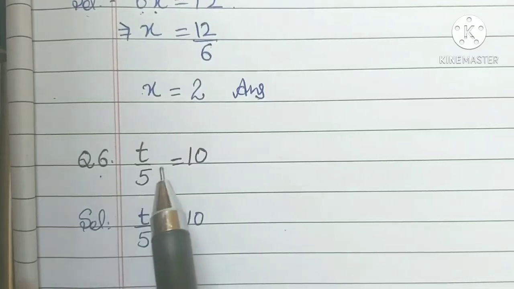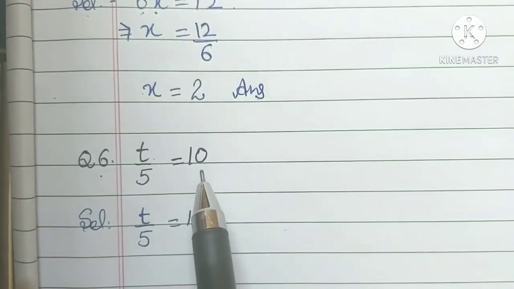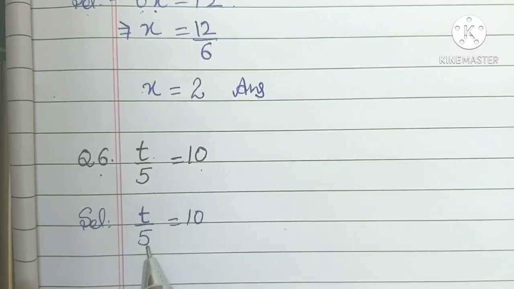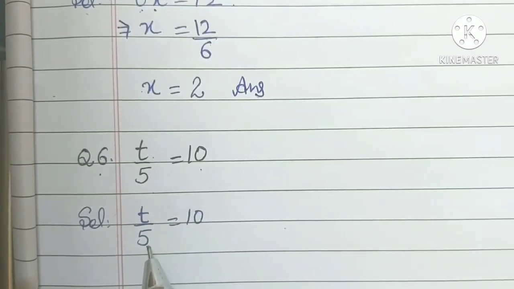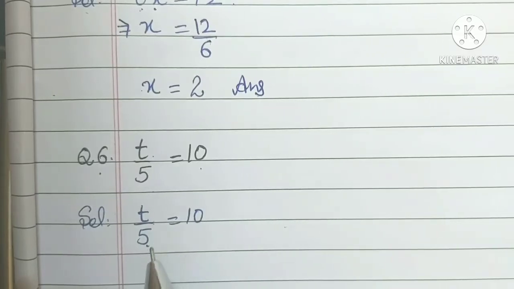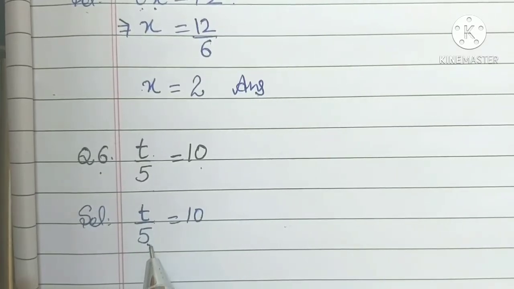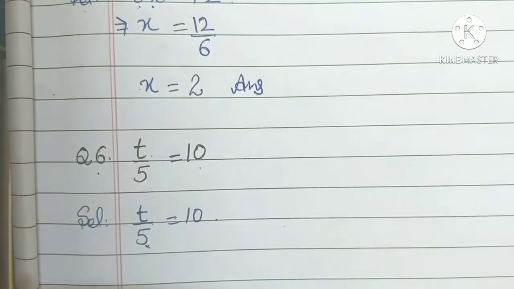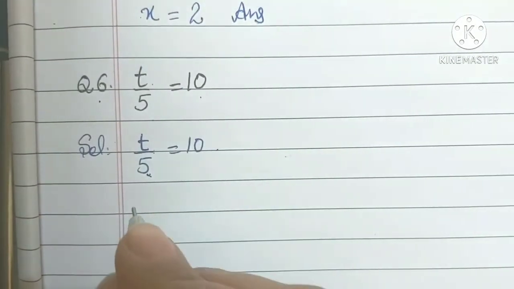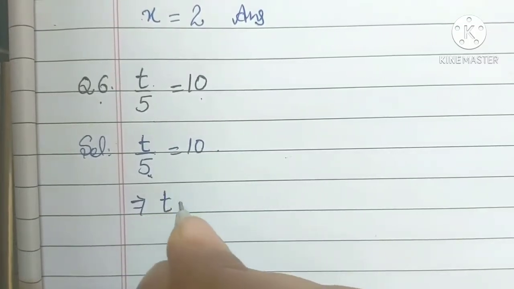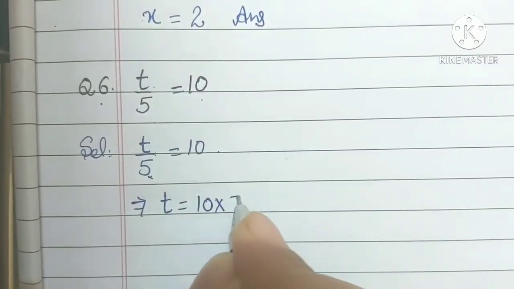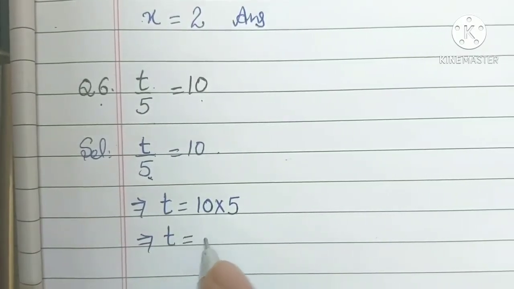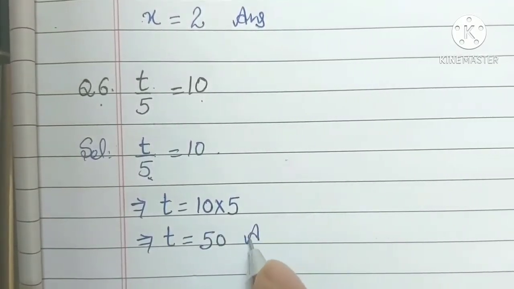Next, 6th question, that is t upon 5 equals 10. It means 5 is in the denominator, it is dividing t. If on the left hand side it is dividing, then when we transpose it to the right hand side, it will be multiplied. So the equation will become t equals 10 into 5. So the value of the variable is 50.